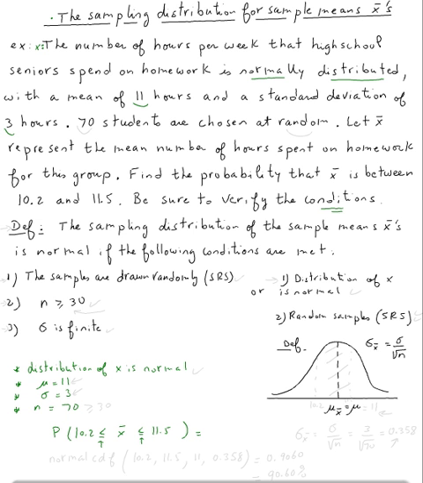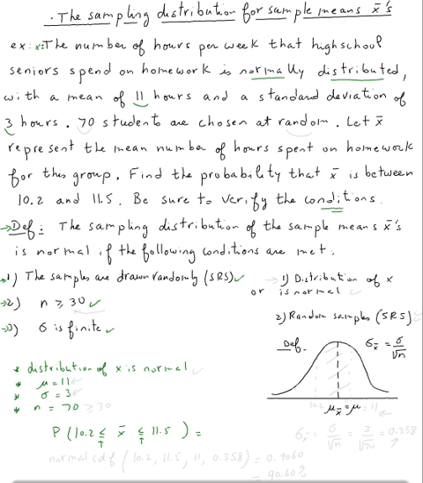Now remember, in this case, let's read the definition. The definition says the sampling distribution of the sample means X bars is normal if the following conditions are met. Either we have to check these three: the simple random sample, meaning the samples have to be drawn randomly; we want the sample size to be bigger or equal to 30; and we want to make sure the standard deviation is finite, which is always going to be finite anyway for this class.